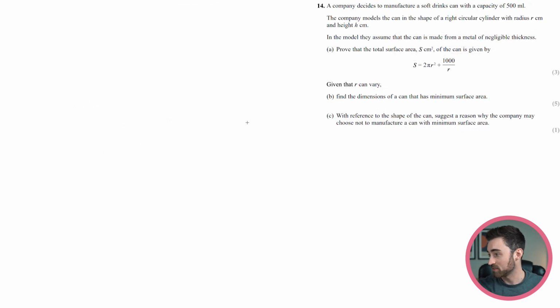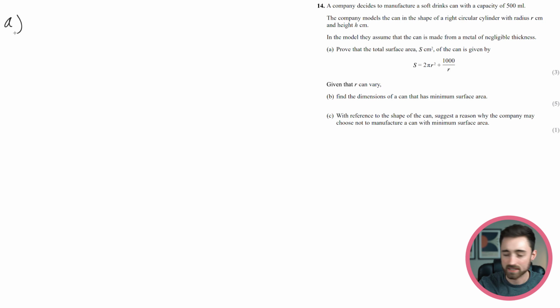A company decides to manufacture a soft drinks can with capacity 500 ml. The company models the can in the shape of a right circular cylinder with a radius r and height h. In the model, they assume that the can is made from a metal of negligible thickness. Prove that the total surface area of the can is given by that. Cool. So we've actually done a questions video on this. We're going to eventually want to minimize or maximize some quantity. So the first bit's a bit of algebra and using a bit of geometry and shapes, and then there'll be a bit of calculus thrown in at the end.